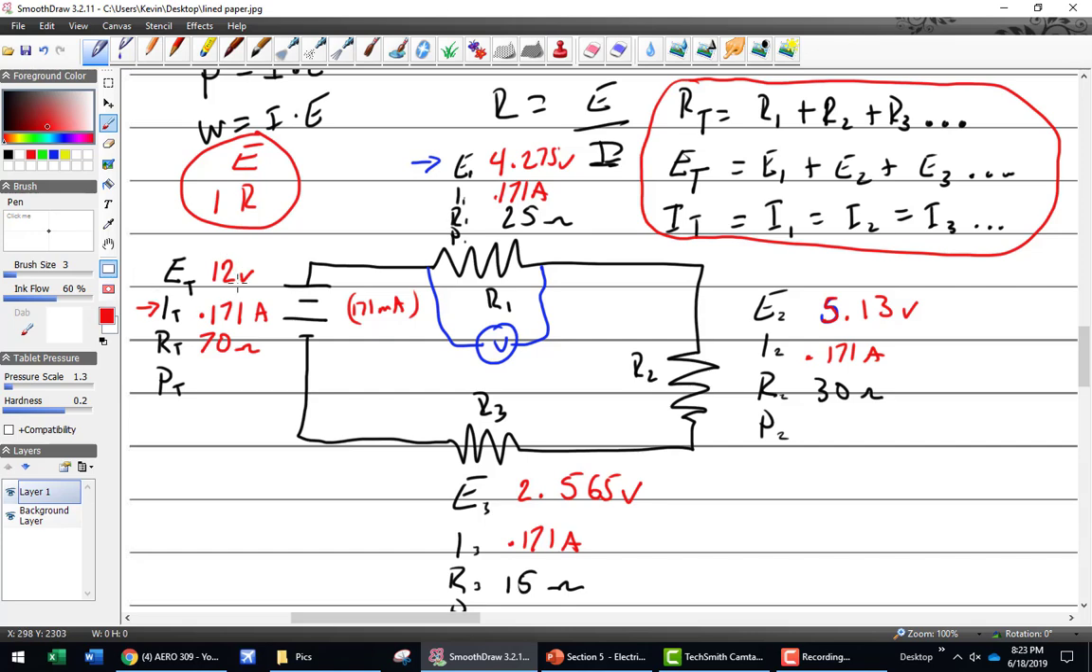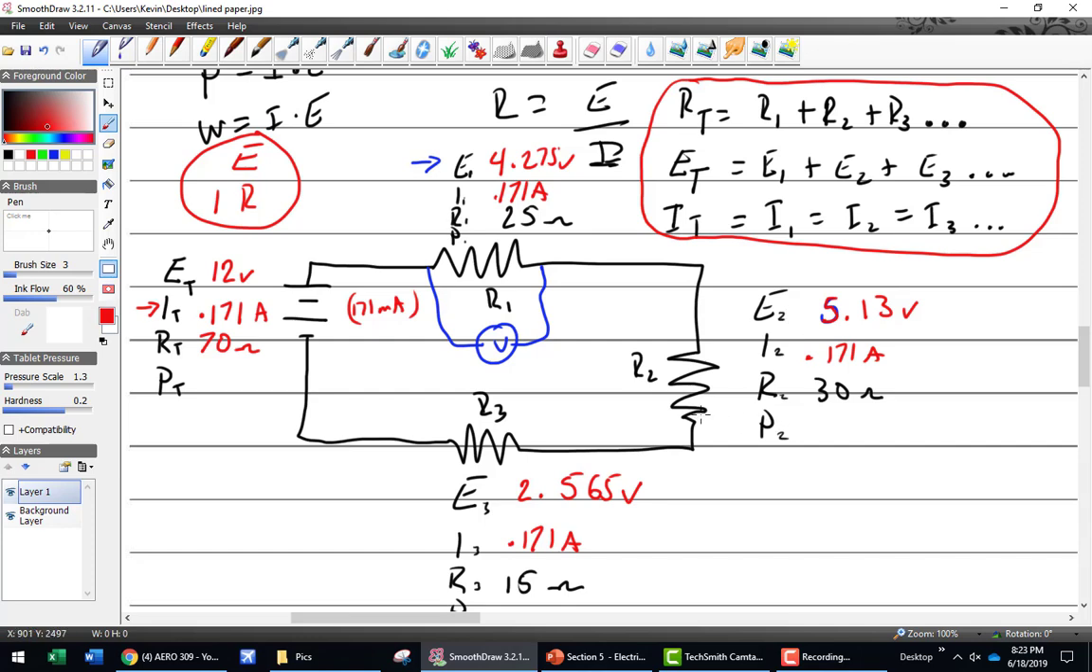E total's 12. It's right there. It's complete. I total's right there, 0.171. Anything else? Got that. Everything's there.